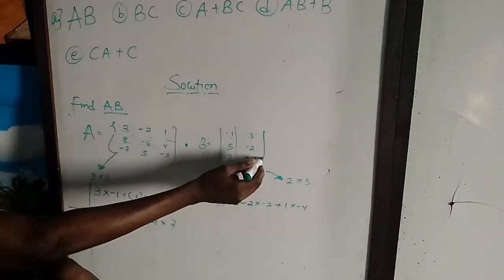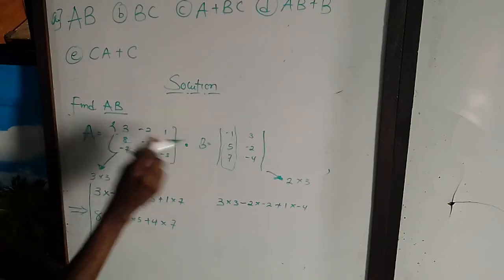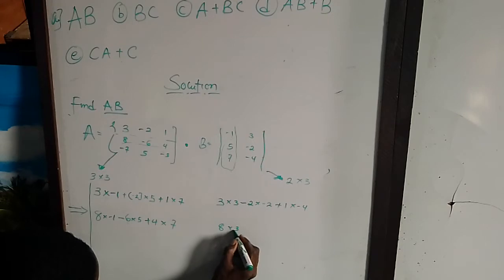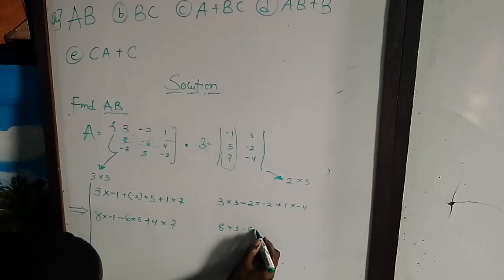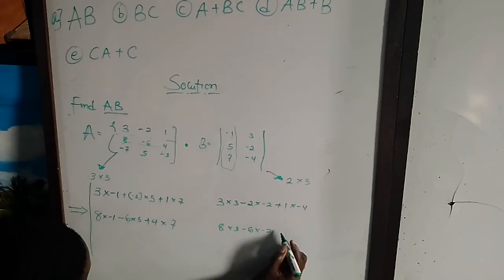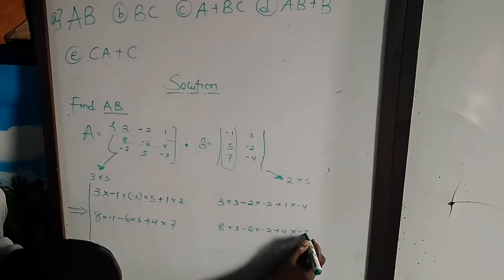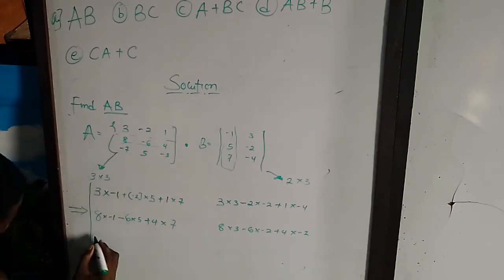Then we'll move on to the other side too, the other row and column. Then we are going to have 8 times 3. Then we are going to have minus 6 times minus 2. Then we are going to have plus 4 times minus 2. Do you understand? So we are going to move forward.